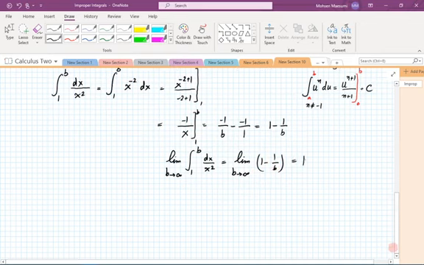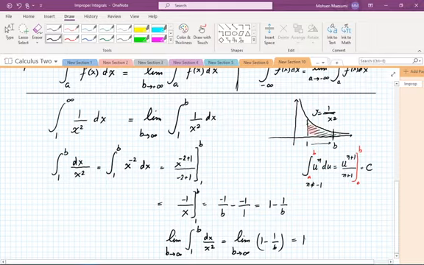So we need to be able to calculate the limit. In this case, it was obvious. In some other cases you might have to use L'Hopital's rule or whatever other techniques you learned in Calculus 1 for doing this. So what we have learned is that the total area under this curve is 1.